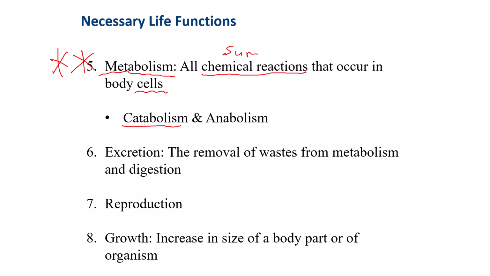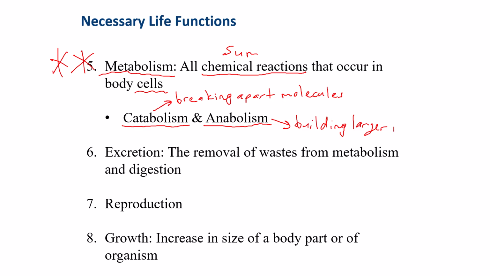Catabolism means breaking apart the molecules inside of our cells. So for example, breaking apart food molecules. Glucose, breaking apart glucose is a good example. So this is a type of metabolism. And the other type of metabolism, anabolism. So then this means building larger molecules. Alright, so essentially metabolism just means breaking apart and building larger molecules.